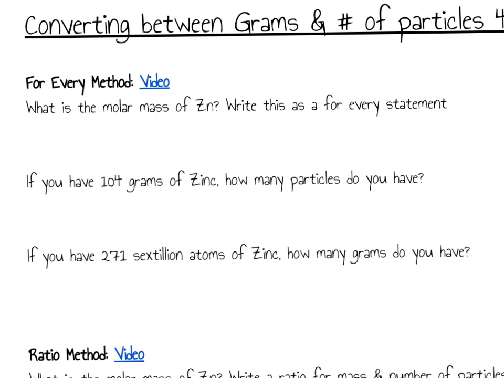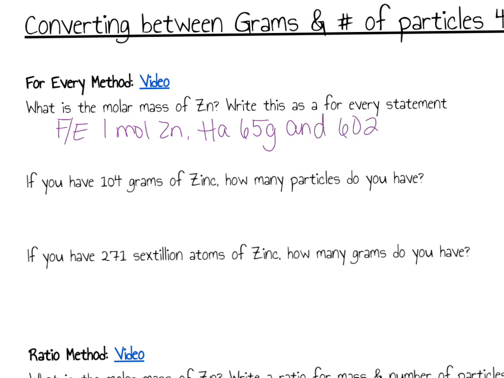So I know for every 1 mole of zinc, there are 65 grams, and I get this from my periodic table. And I also know, because it's 1 mole, that I have 602 sextillion particles, or 6.02 times 10 to the 23rd particles. And I'm just going to abbreviate it because it makes it easier for me.